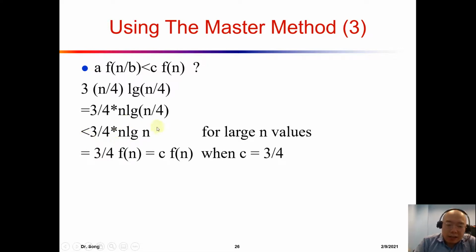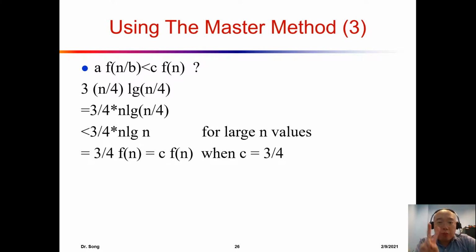n log n is exactly the f(n), right? So I want to substitute this n log n with f(n), and what do you have? You have a small constant value multiplied by f(n), and what is the c value? c is 3 divided by 4, and that is 0.75, which is smaller than 1.